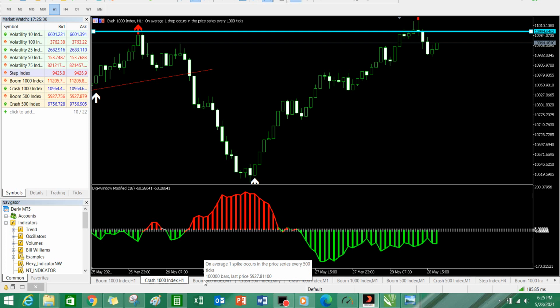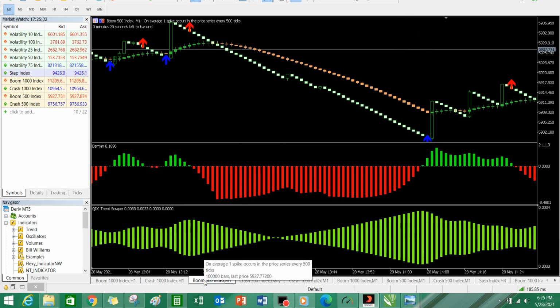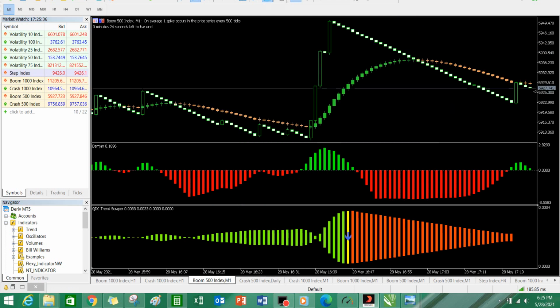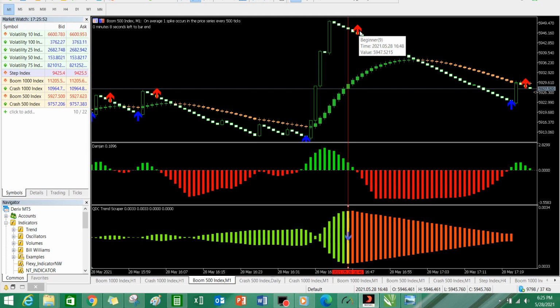Okay, let's check out boom 500, and I'm using the QDC scraper indicator at the moment. This is what we are experiencing with the QDC scraper indicator. You can see that the trend actually changed from uptrend to downtrend around here, and we got a sell signal. Like I said, once the signal is in support of the trend, then you are good to follow it.